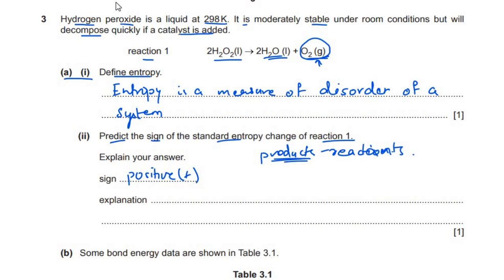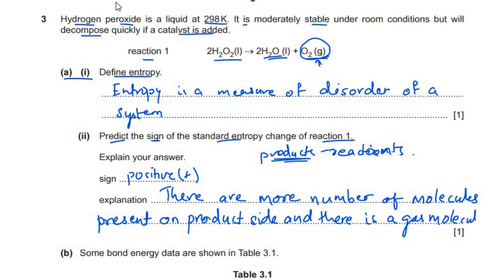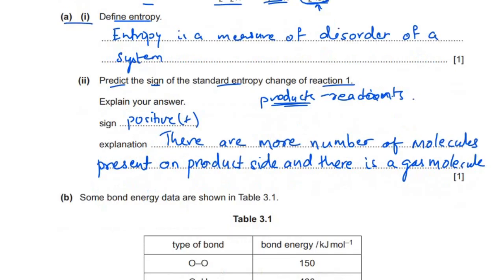So the explanation is that there are more molecules present on the product side, and there is a gas molecule. Because of that the sign of entropy change becomes positive.